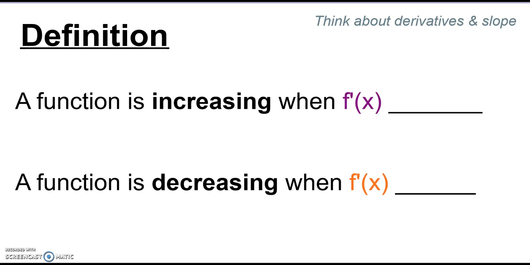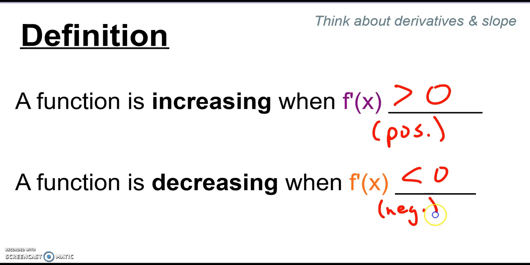All right, so let's again think about derivatives and slope here. A function is increasing when the derivative would be what? Well, a derivative gives a slope at an instantaneous point along the graph, in other words, at a single point. So our function is increasing when the derivative is greater than 0, in other words, positive, and it's decreasing when the derivative is less than 0, in other words, negative. All right, so let's keep going here.